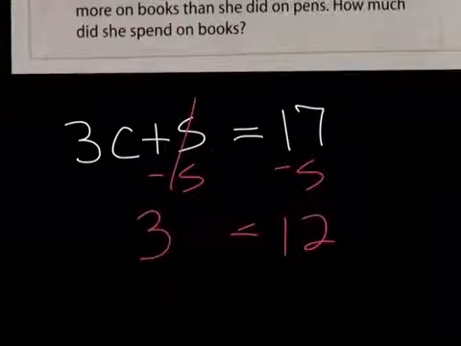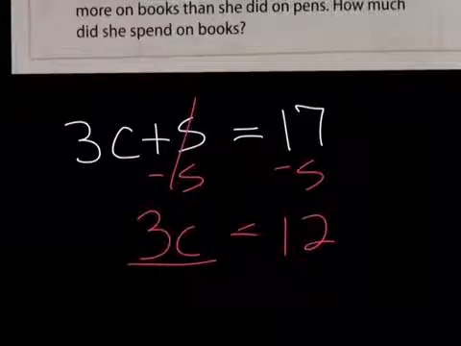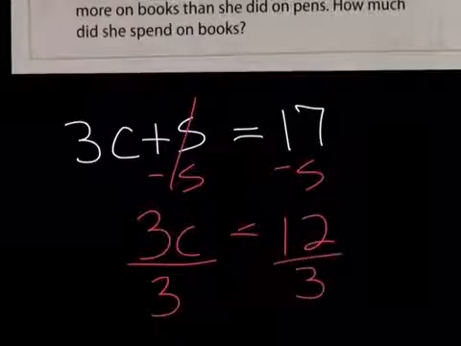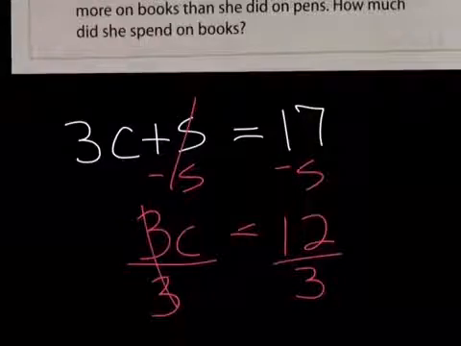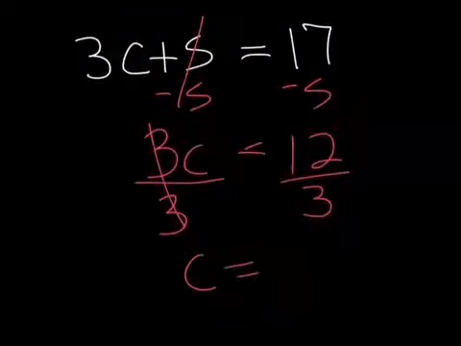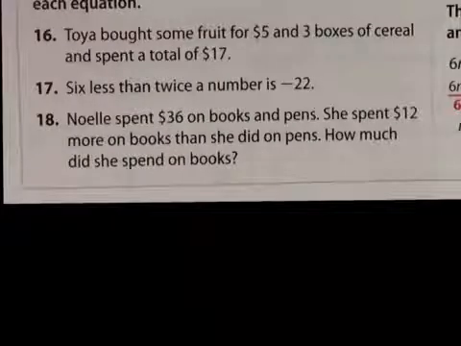The 5 is gone, and the 3c remains. Now I'm going to use the division property of equality and divide the 3 out and divide the 3 on this side. So that leaves me with c equals 4. So let's see, does that make sense? 3 times 4 is 12, plus 5 is 17. Yes, it makes sense.